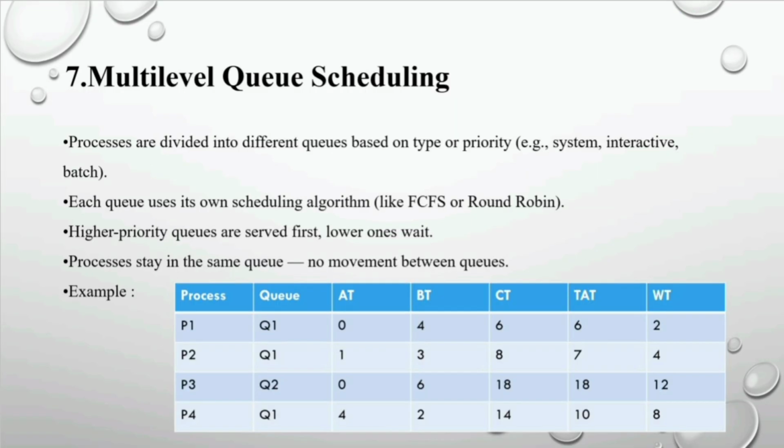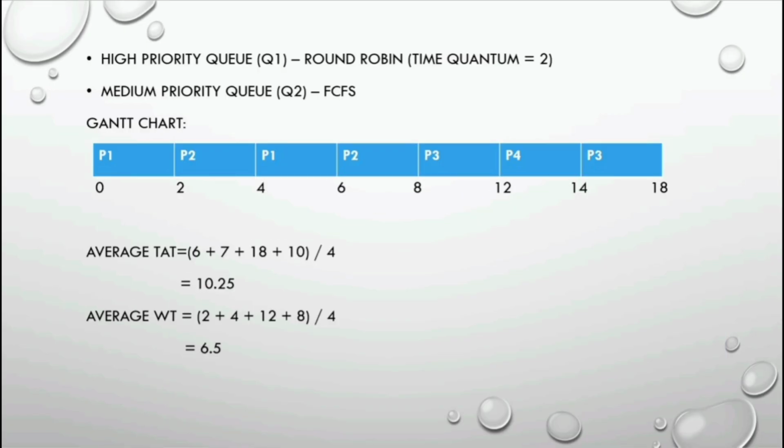Multi-level queue scheduling. In this method, processes are grouped into different queues like system processes, interactive processes, and batch processes. Each queue has its own scheduling algorithm. The highest priority queues are always executed first. In this example, Q1 uses round robin and Q2 uses first come first served. The CPU finishes all processes in highest priority order, so the execution order becomes P1, P2, P3, P4.